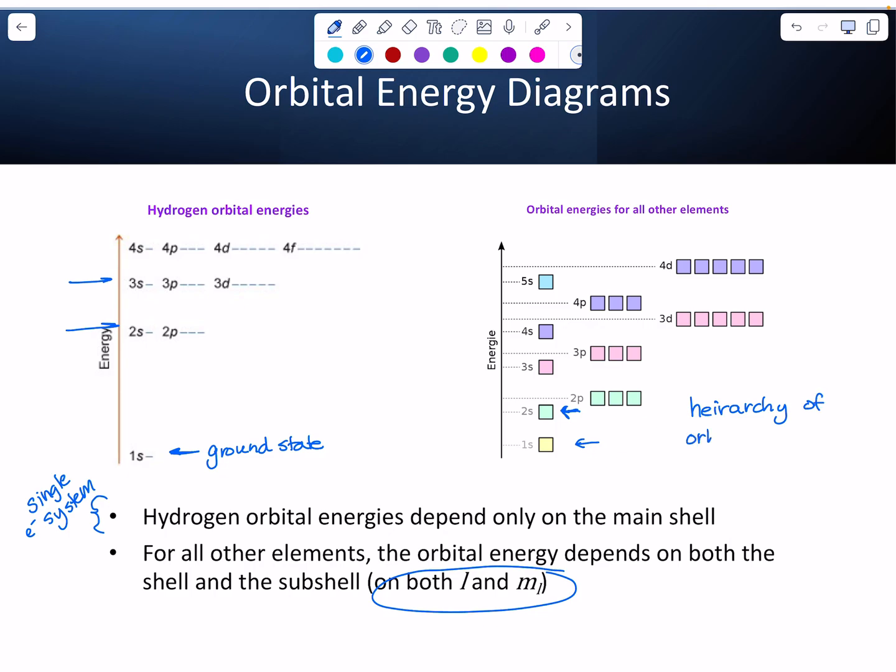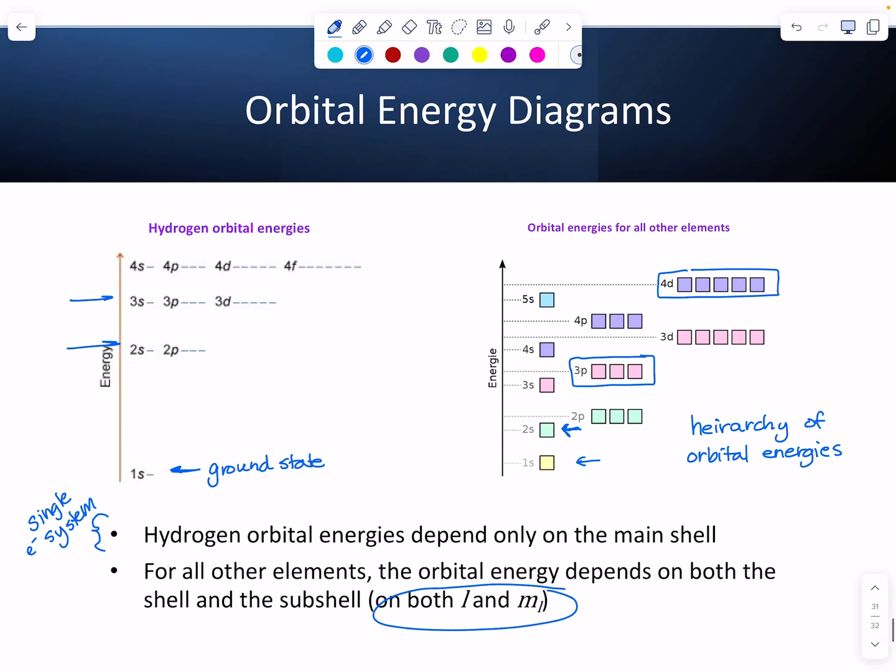of orbital energies. As long as you're at the same n number and the same l number, you're going to have the same energy. So all the 3p orbitals are energetically equivalent, and all the 4d orbitals are energetically equivalent. All right, so that gets us through chapter 3.